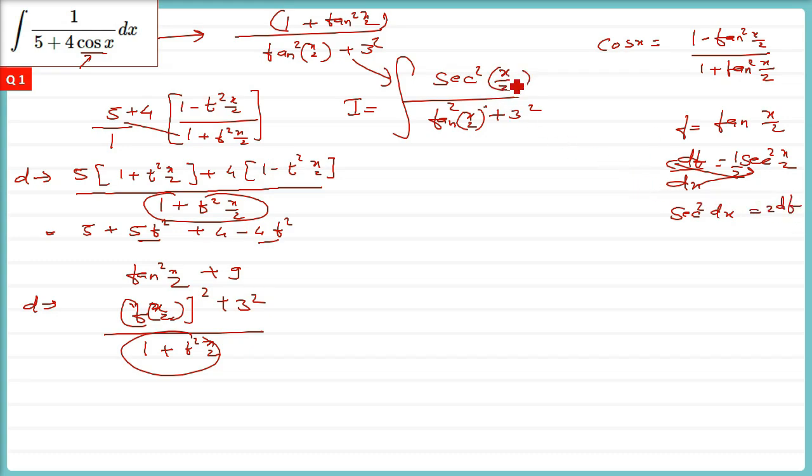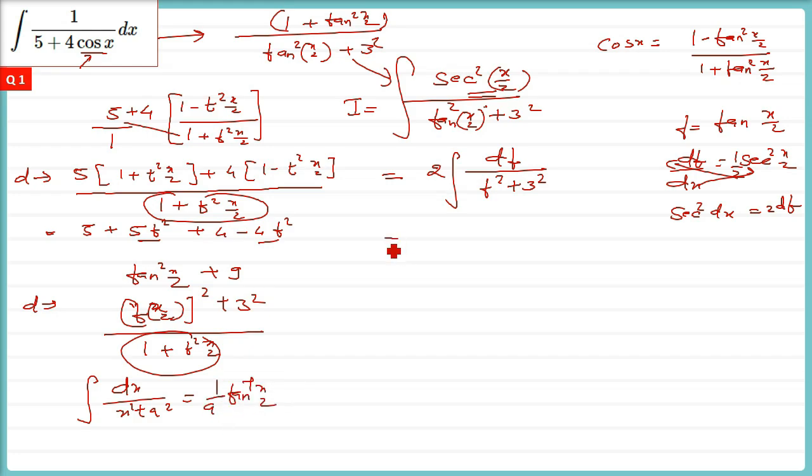And this replacement will be 2 dt. When we take t equals tan x by 2, sec square x by 2 dx will be 2 dt. So I am writing 2 in front of the integration, and t square plus 3 square in the denominator. Now we have seen in the previous exercises that the direct result of dx by x square plus a square is 1 by a tan inverse x by a. So after integration it will be 1 by a. What is a? 3. What is x here? t. So this will be 2 by 3 tan inverse t by 3.